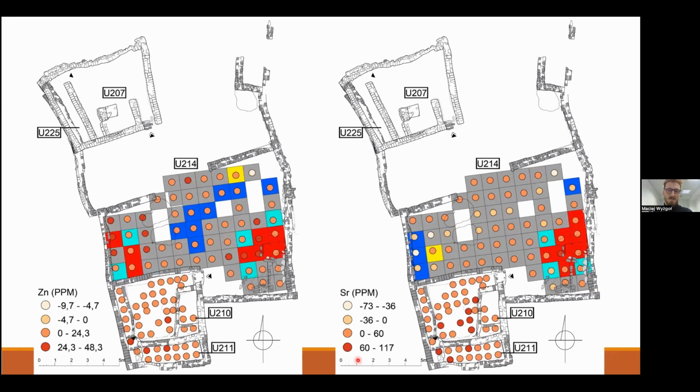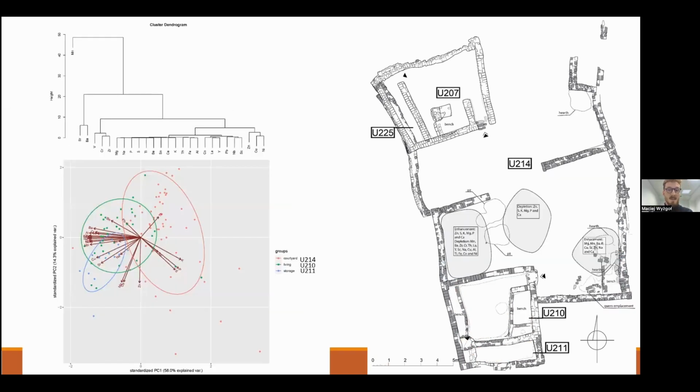It's the same with zinc and strontium. So there is an area in the west, some depleted values in the central part, and enrichments in the eastern part. Again, higher values of elements inside the house may result from the composition of building material, occupational layer accumulated above, or certain activity that occurred inside the houses.